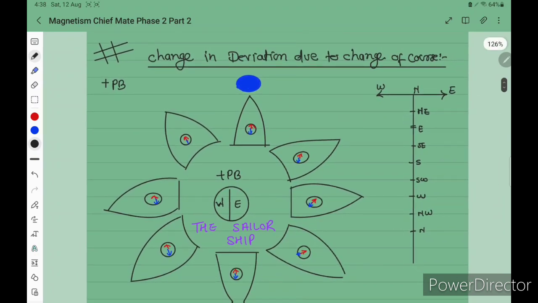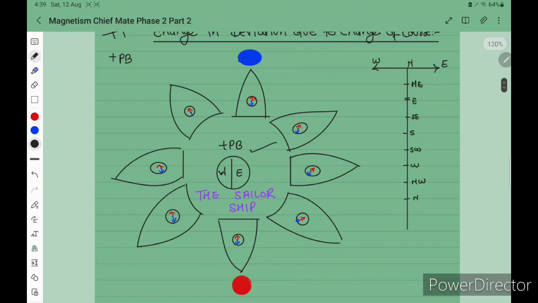Now change in deviation due to change of course is very important. Okay. So we are going to first discuss PB. We already made all the cardinal and intercardinal vessel headings. When we are making any coefficient, we mark the blue on the top and the red on the bottom, which represents the earth magnetism. Then we make all the headings on the compass card: north, northeasterly, easterly, southeasterly, south, southwesterly, westerly, and northwesterly. The PB is called semicircular deviation, which is from 000 to 180 easterly deviation, and from 180 to 000 is westerly deviation. Okay, so we are going to discuss PB.